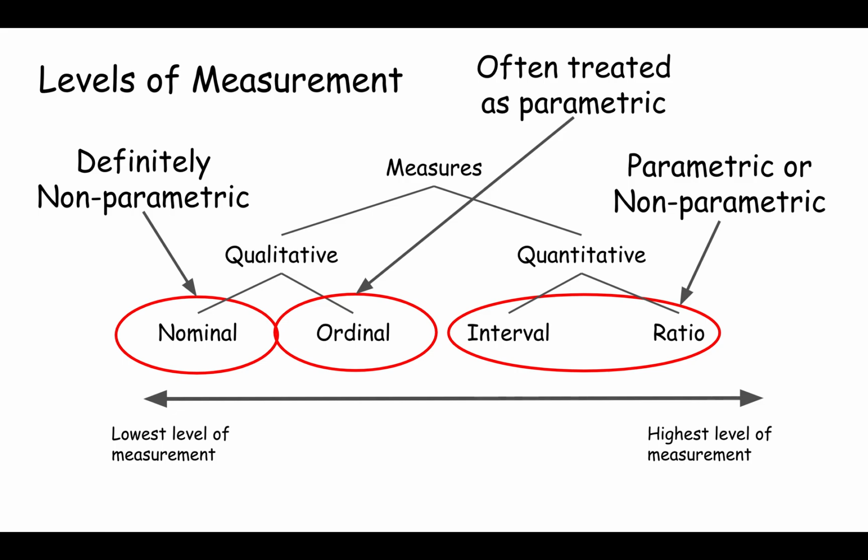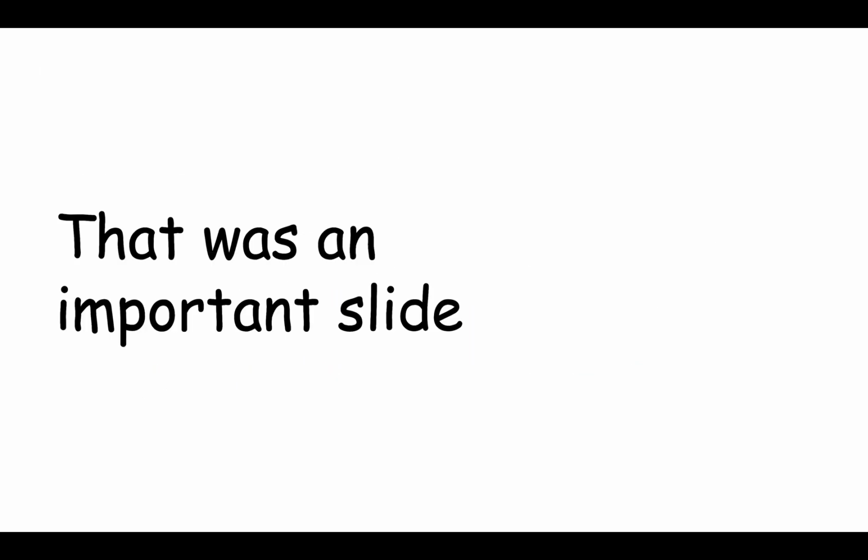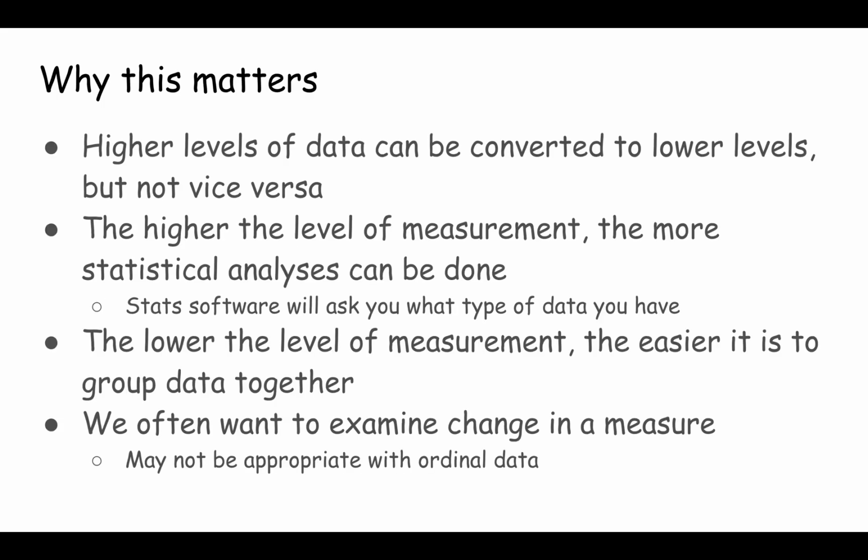And they are often treated as parametric. This is something of a source of contention in statistics and research, whether or not an ordinal value can be treated as parametric. So let me reiterate, that was an important slide. The reason why this matters is that higher levels of data can be converted to lower levels, but not vice versa. So researchers have incentive to use the highest level of measurement they can.